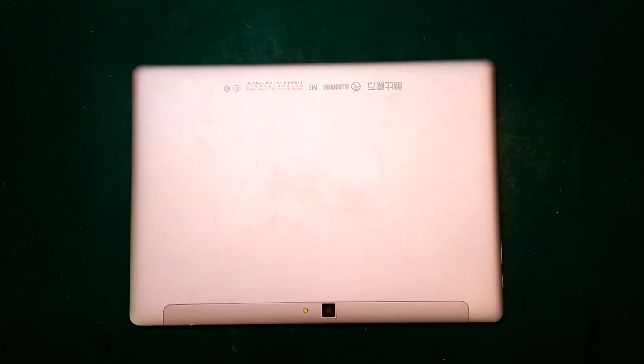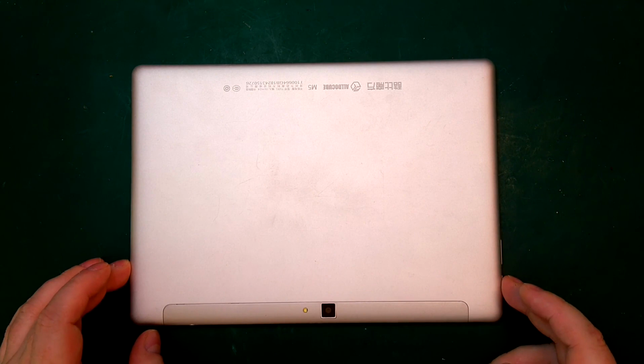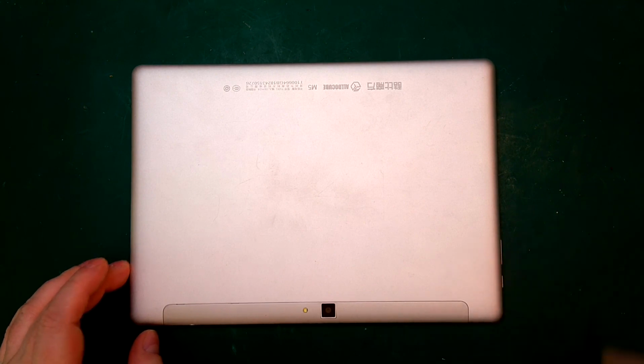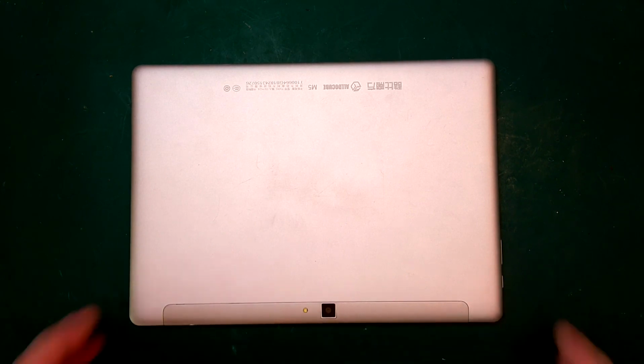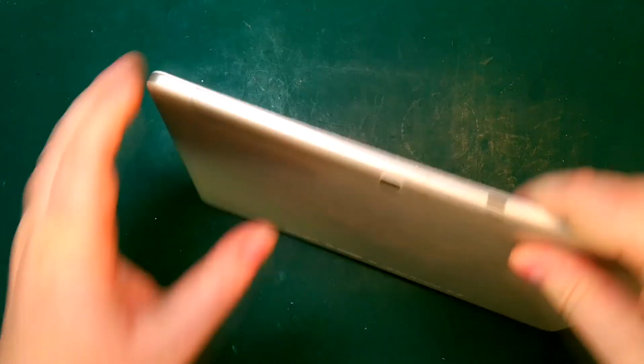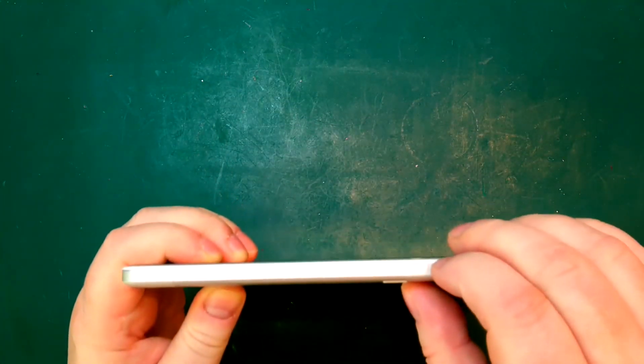I have discharged the battery as much as possible before we start taking it apart, just by switching it on and waiting for it to switch off on its own. I've done that several times, so there shouldn't be much battery left, just in case we have an accident and short out the battery. So it's got this little lid on the top here. I think that's where we're going to start by taking it apart.